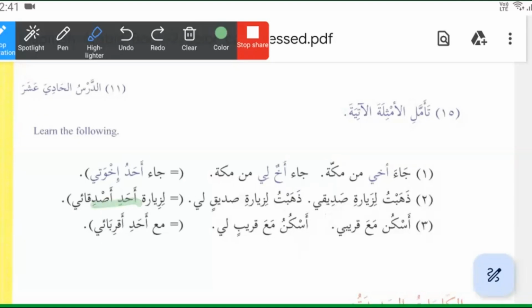أسكن مع قريبي, I live with one of my relatives. أسكن مع قريب لي, I am living with a relative of mine. مع أحد أقربائي means with one of my relatives. So this is the way by which you can use ahad with the jama.